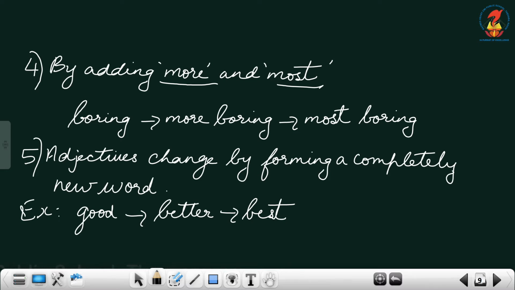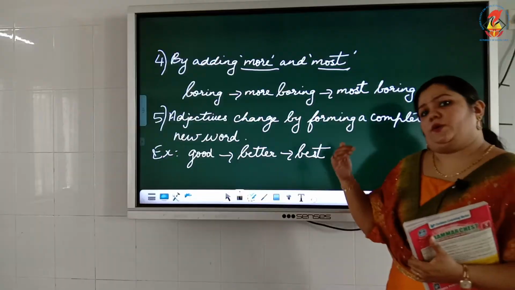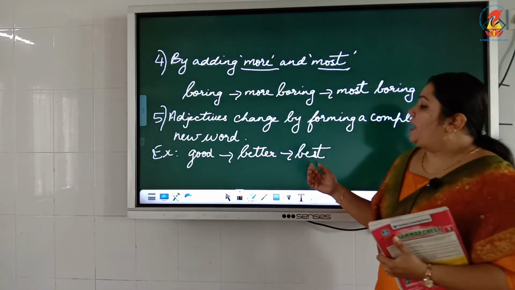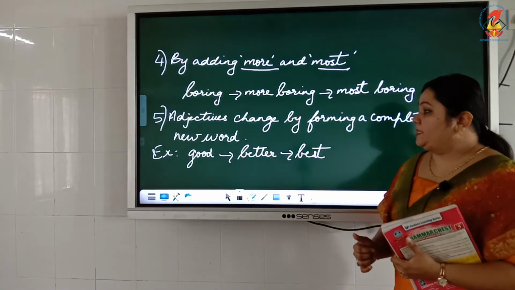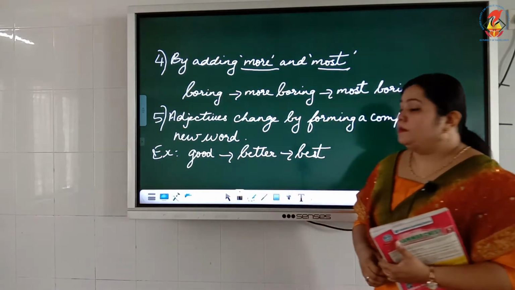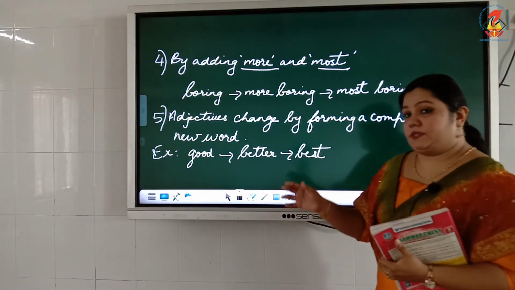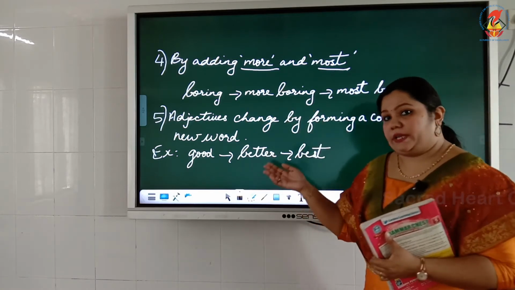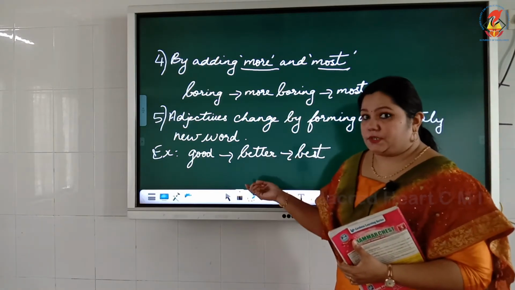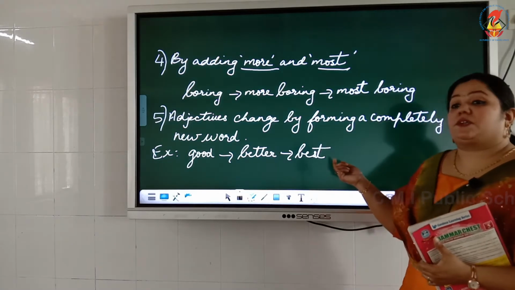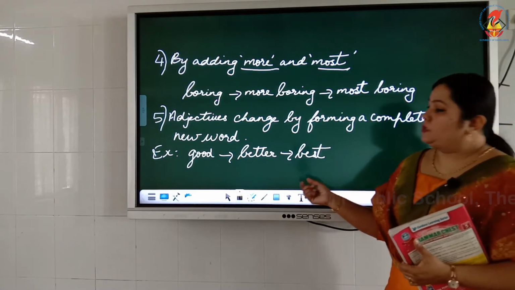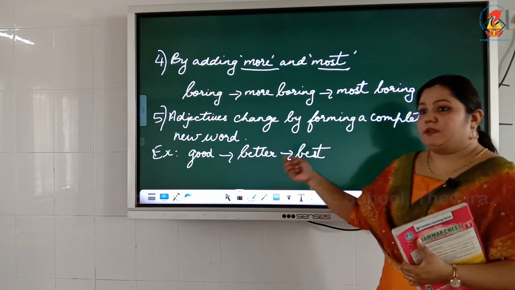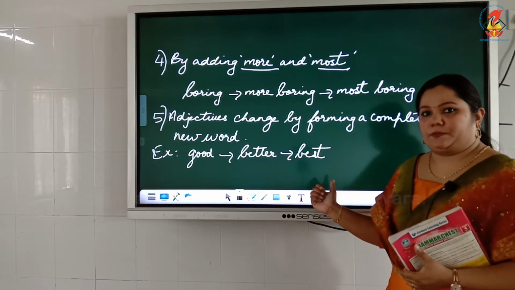And then adjectives that change completely by adding a new word. We use a completely new word to become comparative and superlative. So the word good is a positive word, positive degree. When we change it into comparative, we write better, not any other word, we use better. And then best is the superlative form of that word. So good becomes better and best is the superlative.